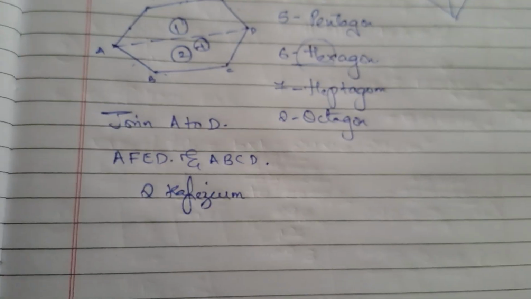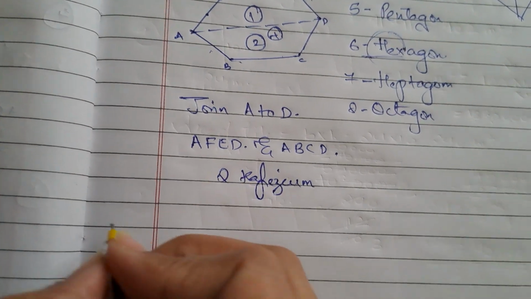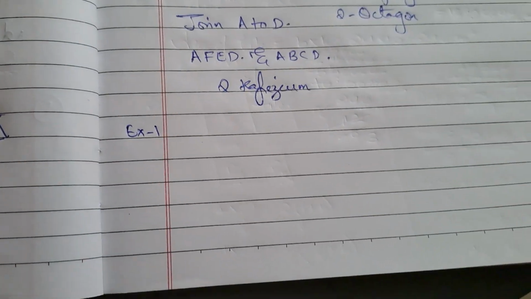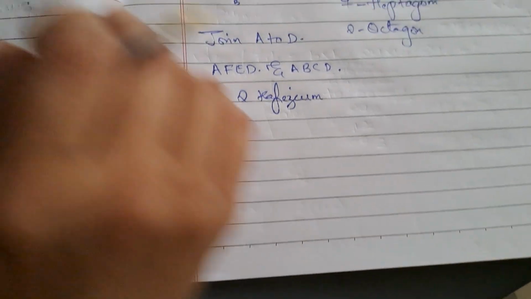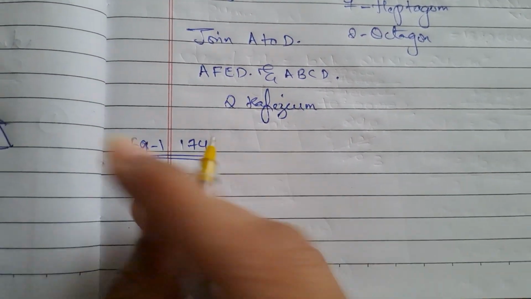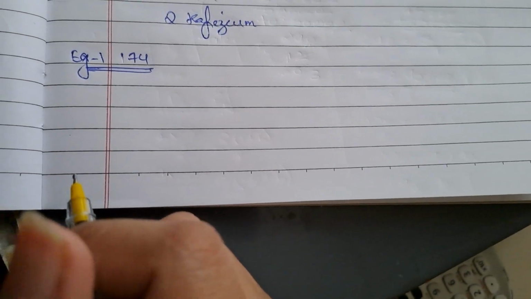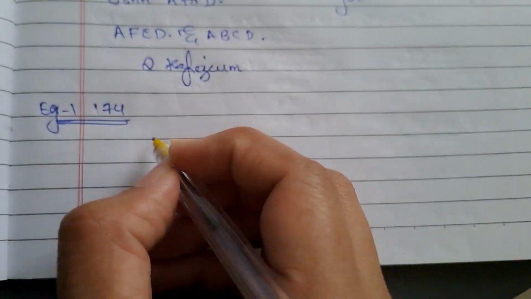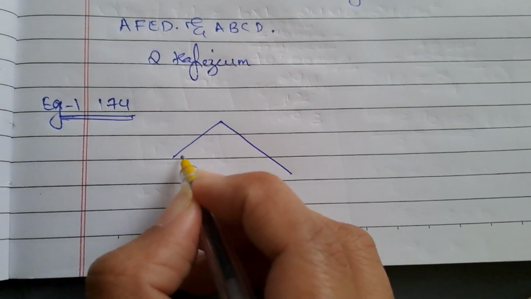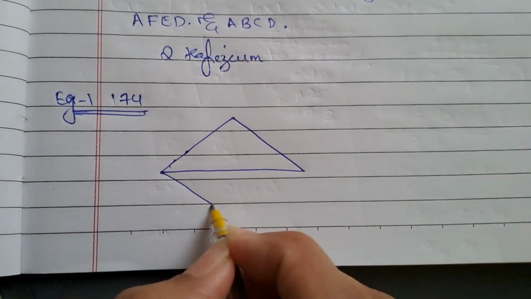Okay. So starting off with the examples now, we are going to take down example 1. Example 1 is on page number 174. There's an example given, and it says: find the area of the quadrilateral PQRS. It is given in the figure to me. The figure seems to be something like this.